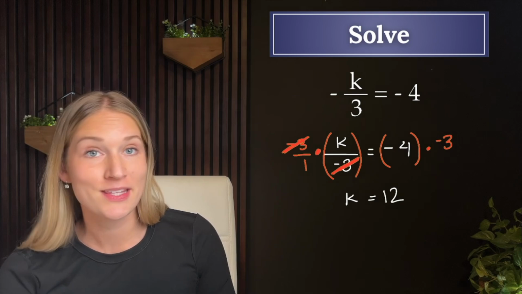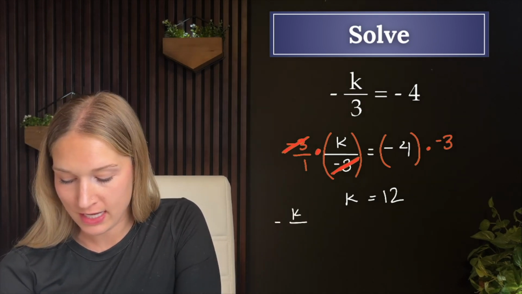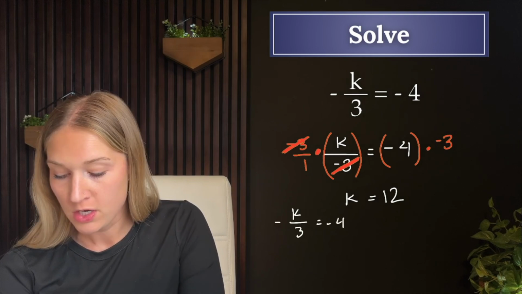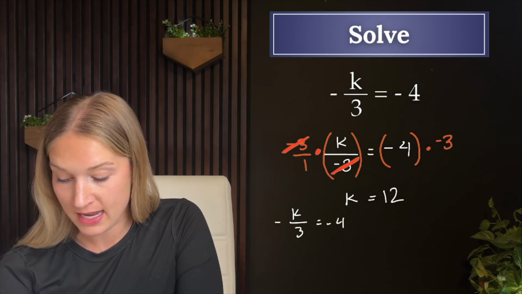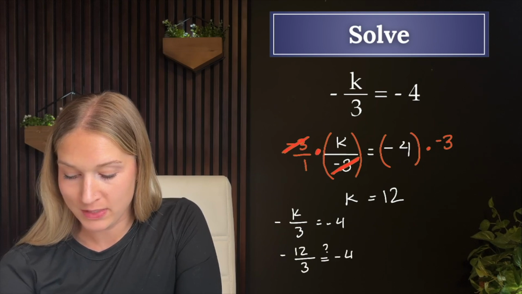So I'm going to take this 12 and put it back into my original equation. Negative k over 3 is negative 4. So what I'm saying is that I should have negative 12 over 3, and that should give me negative 4.